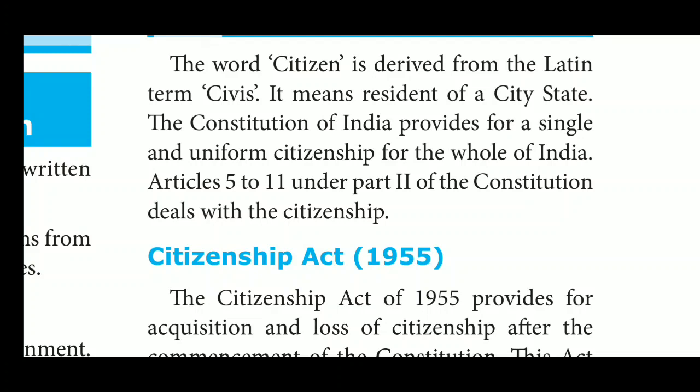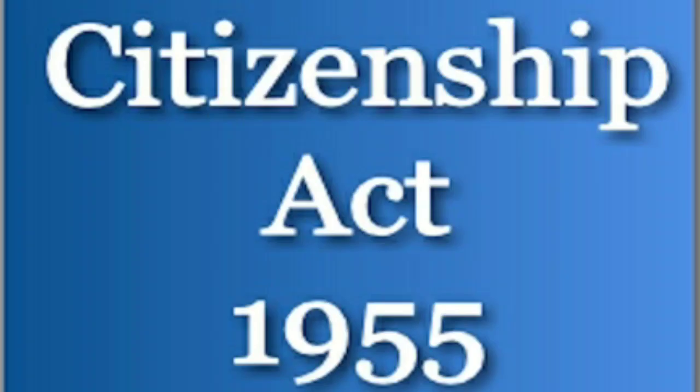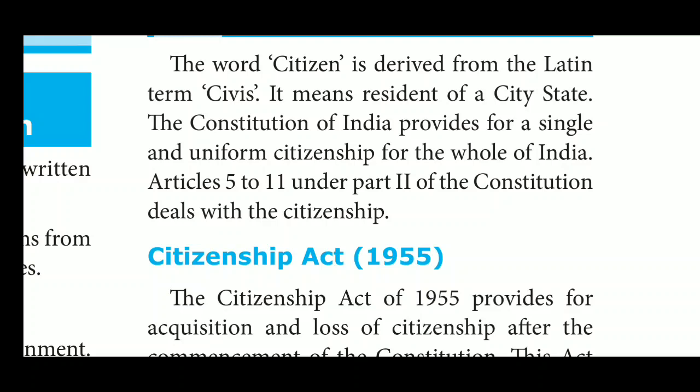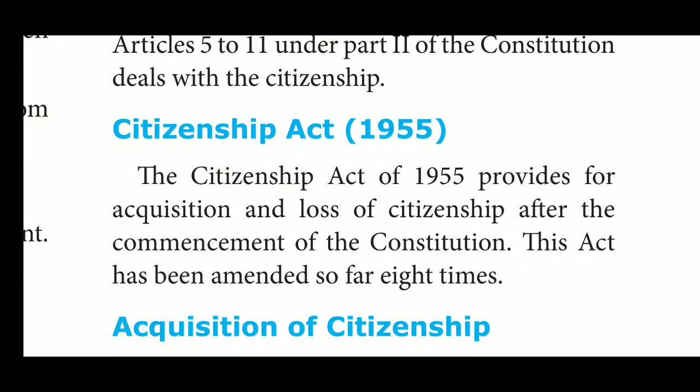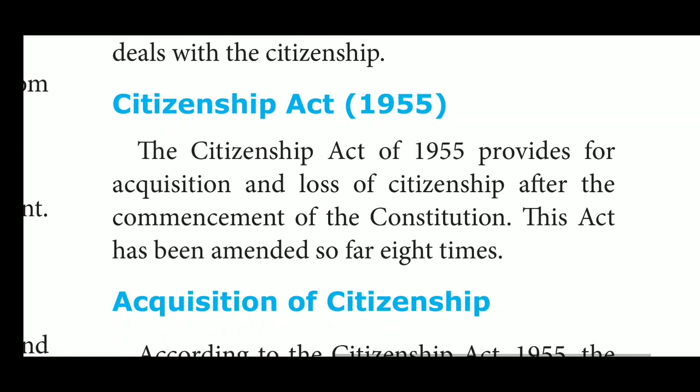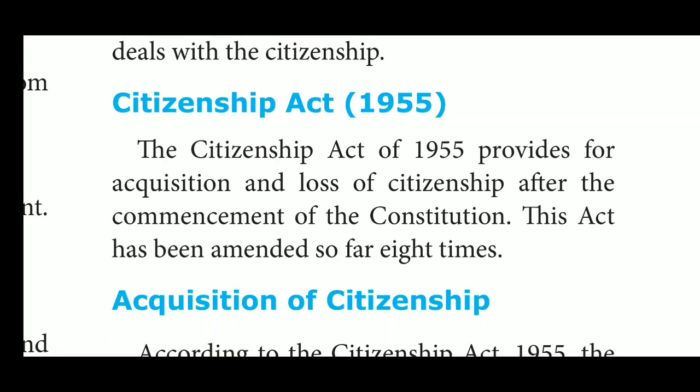See book page 171, Citizenship Act of 1955. The Citizenship Act of 1955 provides for the acquisition and loss of citizenship after the commencement of the Constitution. This act has been amended so far 8 times. Originally, the Citizenship Act 1955 also provided for Commonwealth citizenship, but this provision was repealed by the Citizenship Amendment Act 2003.